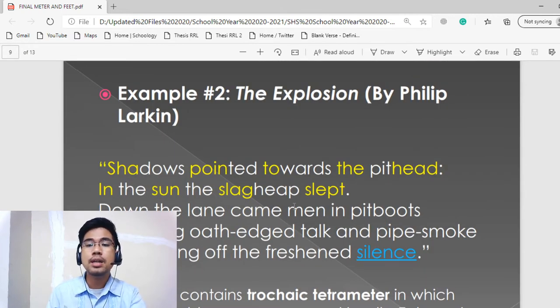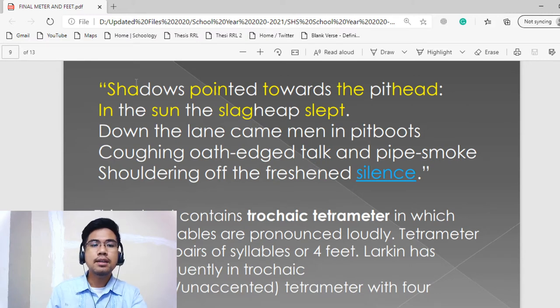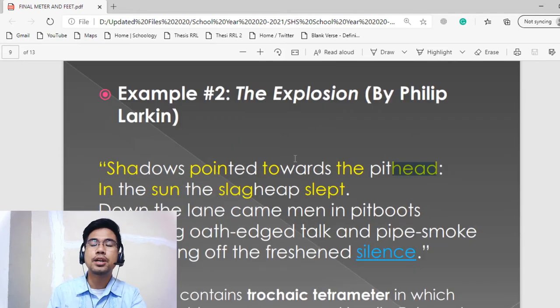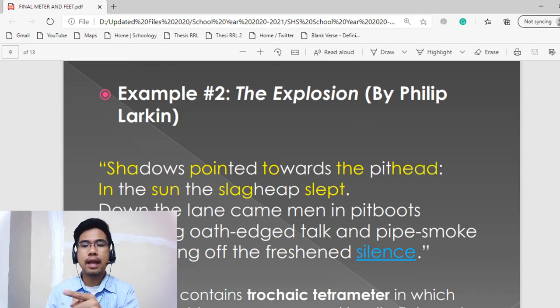This is The Explosion by Philip Larkin. All right, let us now try to consider this particular stanza here. Again, the syllables in yellow color signify the stressed syllables, meaning we are going to raise our intonation as we read the following syllables. So how are we going to read this? Shadows pointed towards the pit head. Again, shadows pointed towards the pit head. So you follow the pattern?